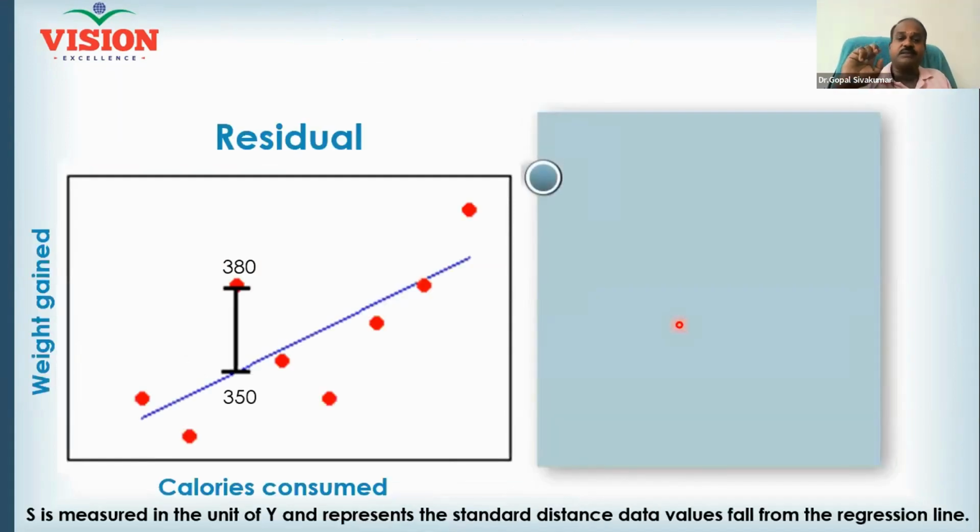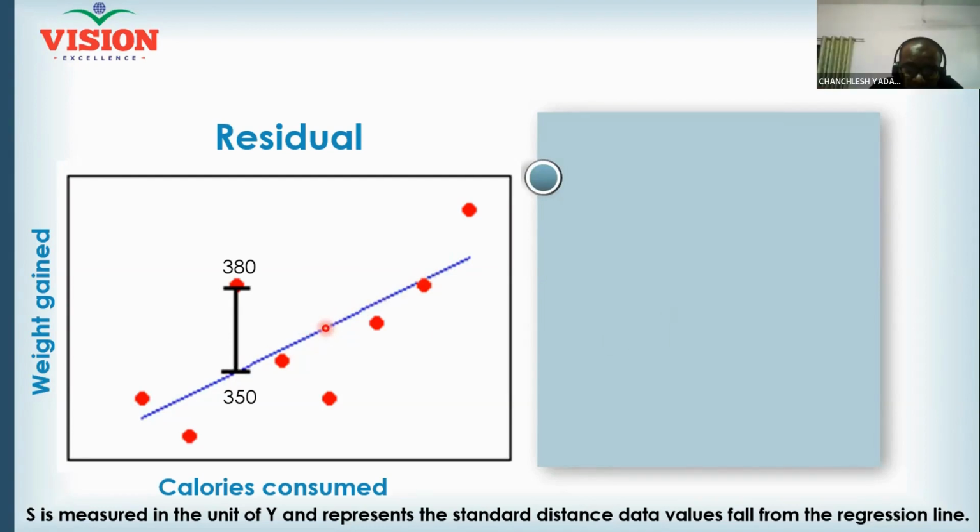Now let us talk about residual. Look at my scatter diagram. There are red color dots. The red color dots are nothing but the experimental values. But I am interested in writing the equation of the relationship, which is the regression line. The regression line is indicated in blue color line here. The regression equation is the blue color line.